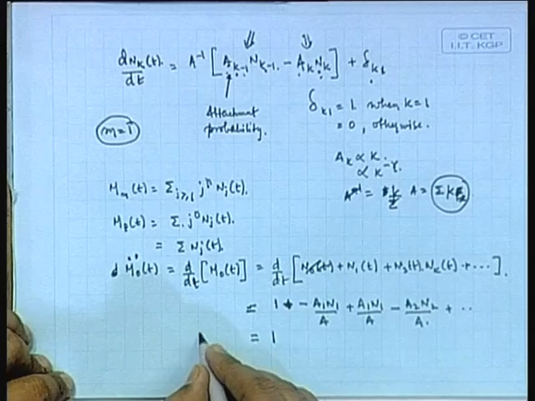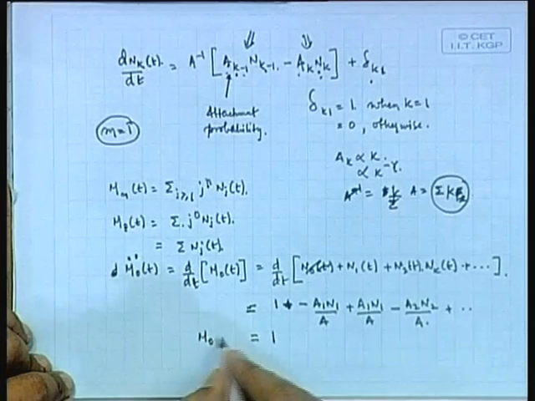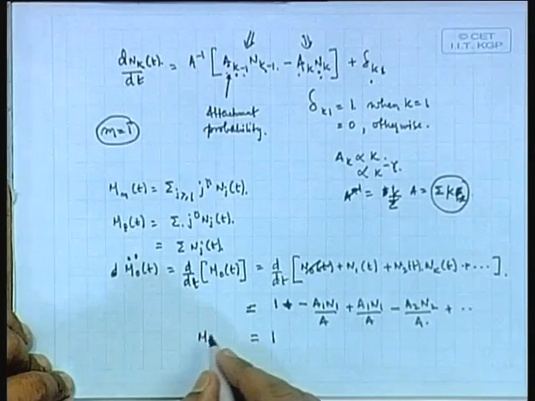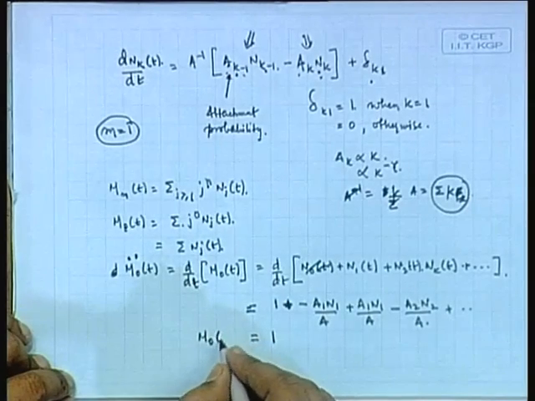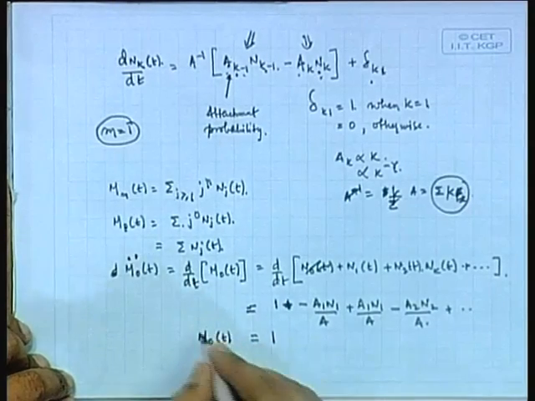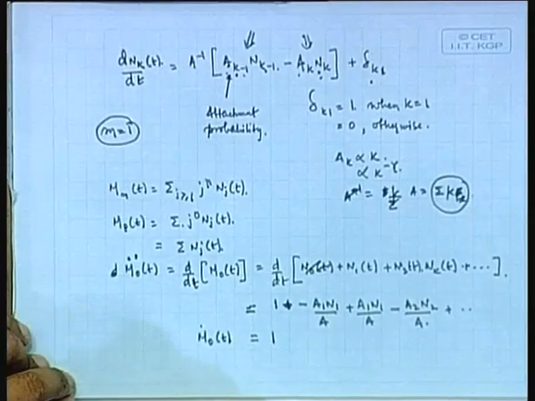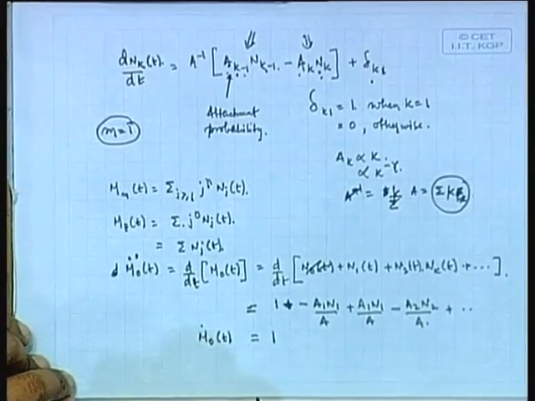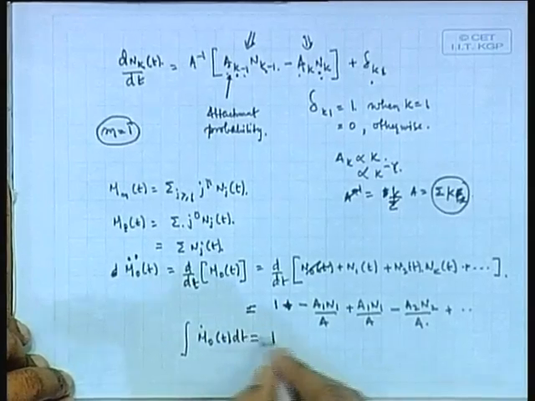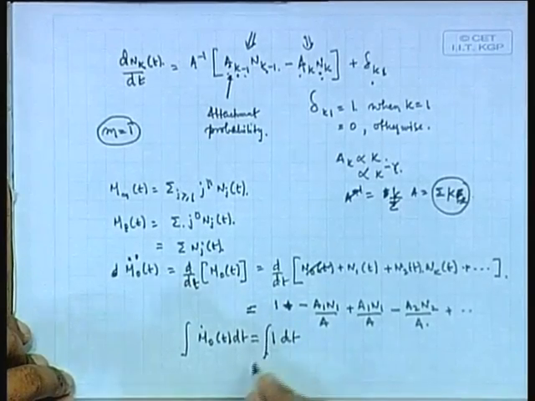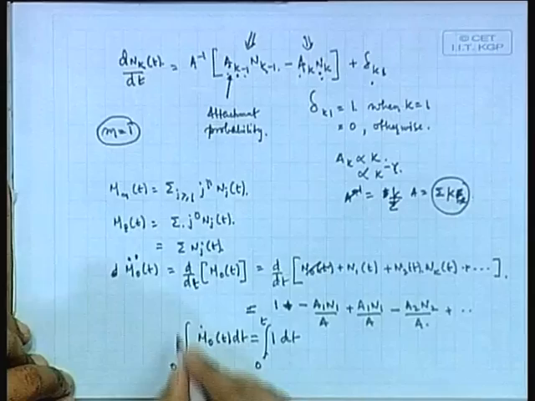Okay. So, then m0 t dot is equal to 1. Okay. Now, I just do the integration both sides from 0 to t.